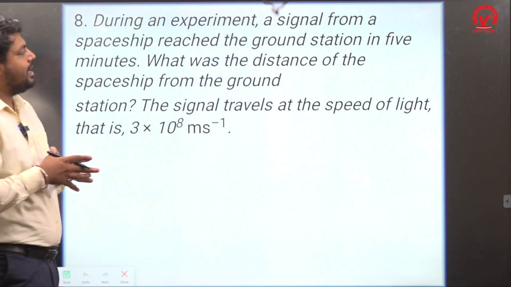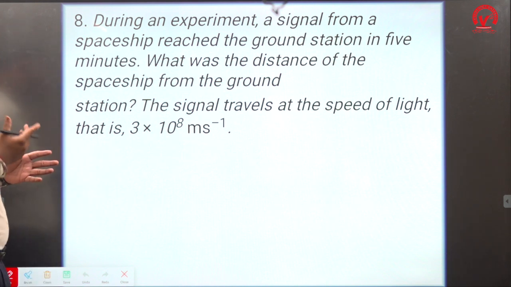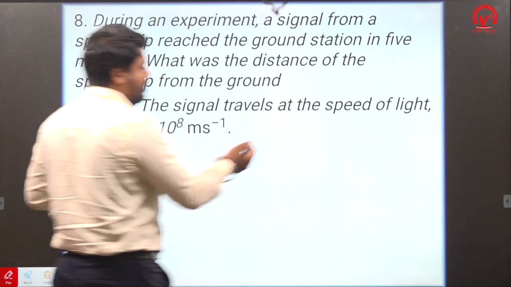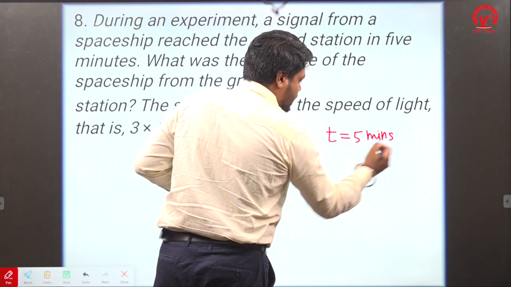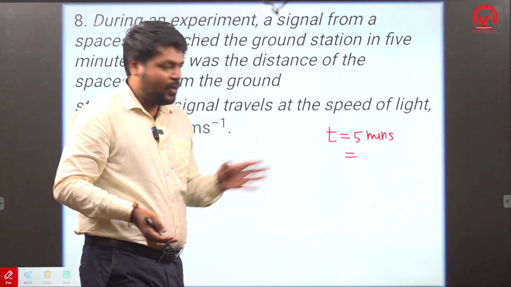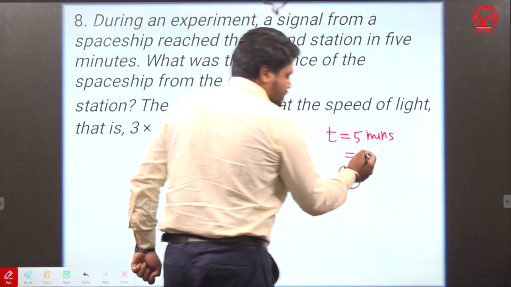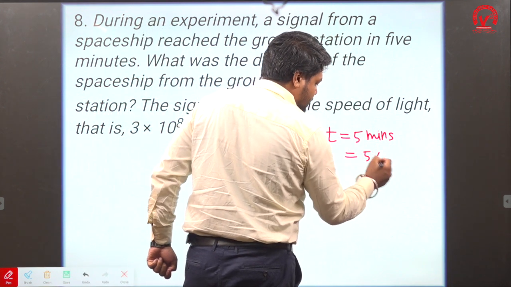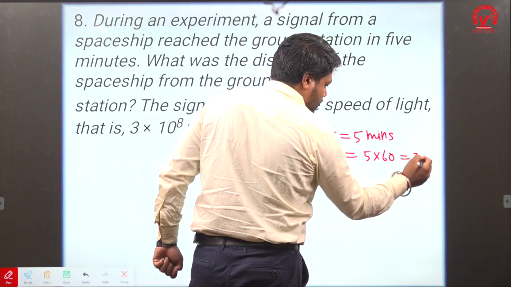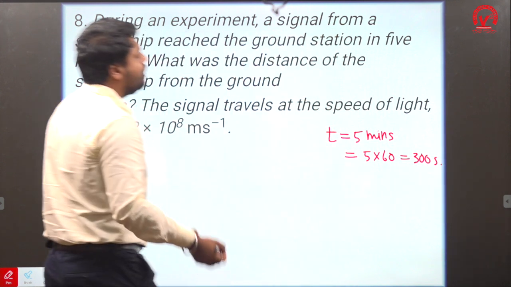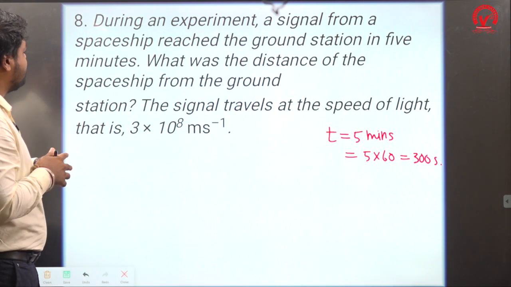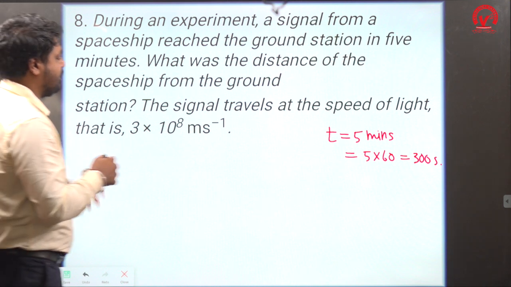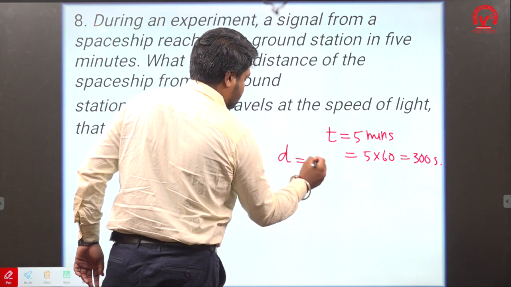During an experiment, a signal from a spaceship reached the ground station in 5 minutes. T is equal to how much? 5 minutes. So always do the problems in SI units. What is the SI unit of time? Seconds, right? So 5 into 60, which will be equal to 300 seconds. Okay. What was the distance of the spaceship from the ground station? They are asking the distance. D is equal to question mark.